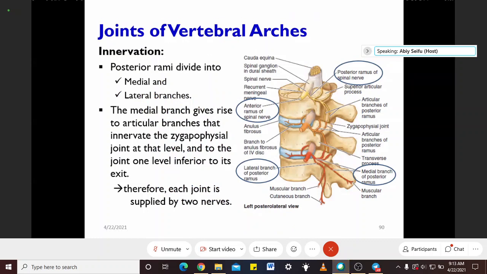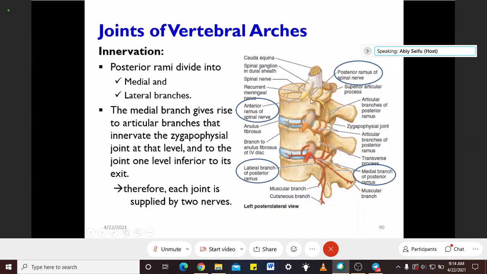Now let's continue to the other neurovascular structures that specifically supply the joint of the vertebral arch. You know, there are superior and inferior articular processes. These articular processes articulate with the adjacent vertebra, and this joint, called the zygapophyseal joint, is innervated primarily by the nerve that arises from the posterior rami.